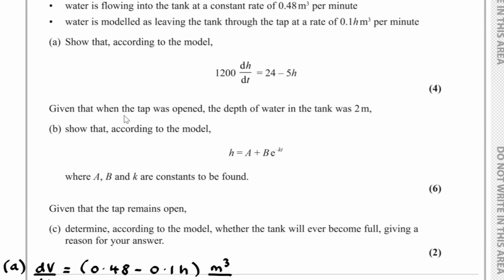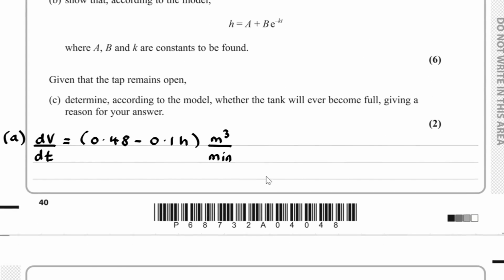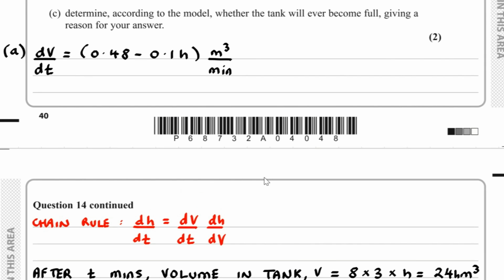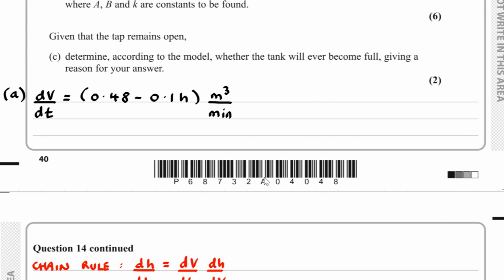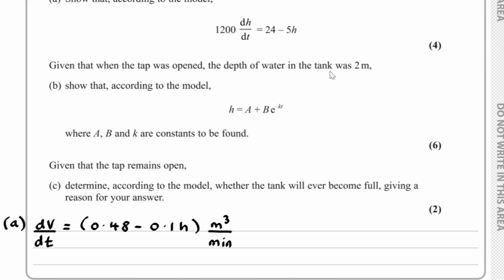Now, part B. Given that when the tap was opened, the depth of water in the tank was 2 meters, we have to show that according to the model, h equals a plus b e to the power of minus kt, where a, b and k are constants to be found. What we need to find is h, and we've been given a condition: the depth of water in the tank is 2 meters when the tap was opened. So when t equals 0, h is equal to 2.